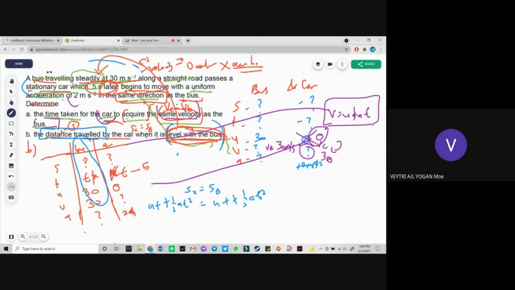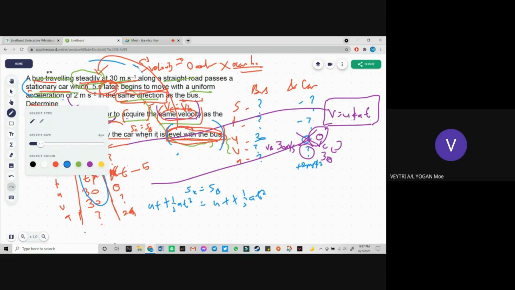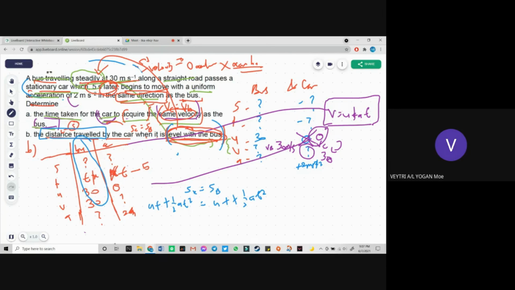Alright now, something we are missing right here. What is it? Alright, please focus guys. Dekat sini, dia cakap bus travelling steadily at 30 meter per second. Maksud dia constant velocity. Maksud dia zero acceleration. Value for acceleration is 0. Automatically substitute over here, acceleration 0. Alright, now you can solve it. Jangan lupa belah kiri untuk car, belah kanan untuk bus. Now let's start solving this question ya.